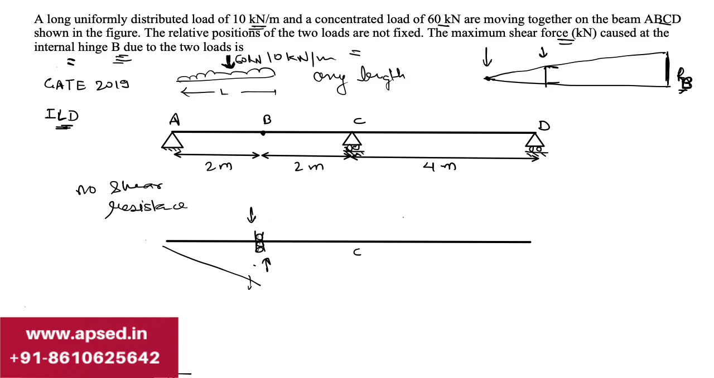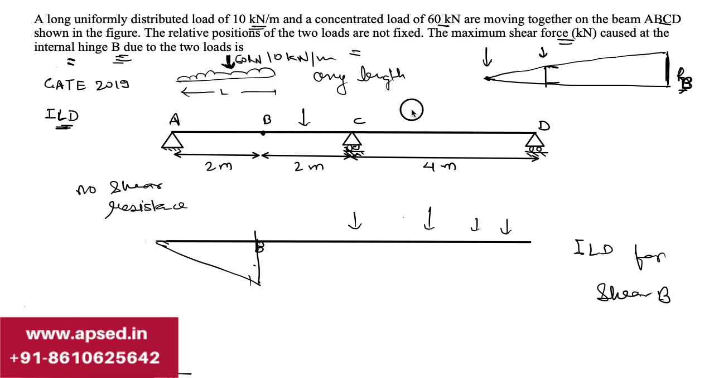So basically what we are left with is only the left part, because on the left part there is no rule that is being broken. So this will be the ILD for shear at B. This is the ILD in this part. Again, there is no ordinate on the right, which means if the load is acting anywhere on this span, there will be no shear force at B.